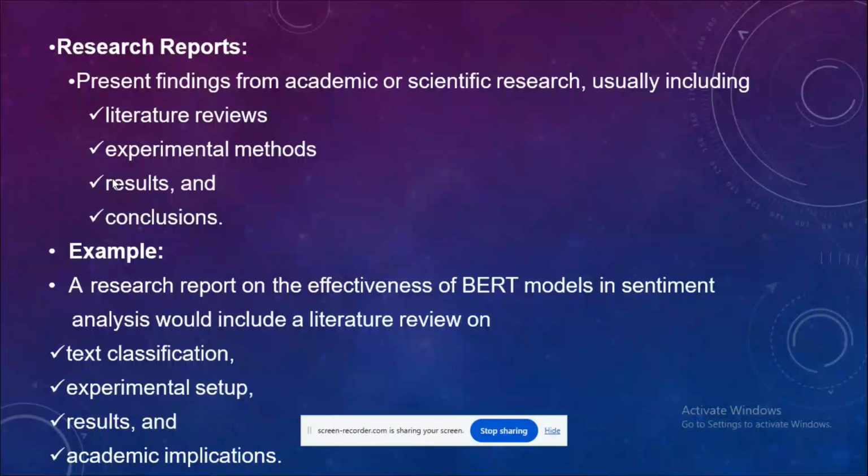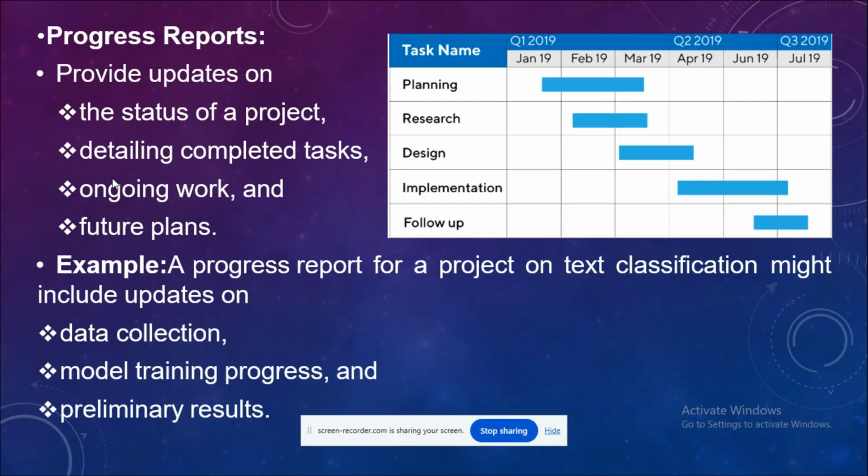And then research reports. Normally, research reports go to the academic side. They talk about the literature survey, literature reviews, results, and other things. Generally it supports academic and scientific research. And then we have a progress report. What do you mean by progress? How it is being improved.